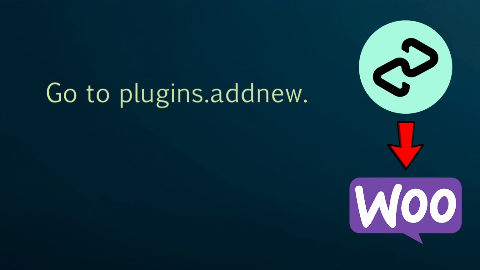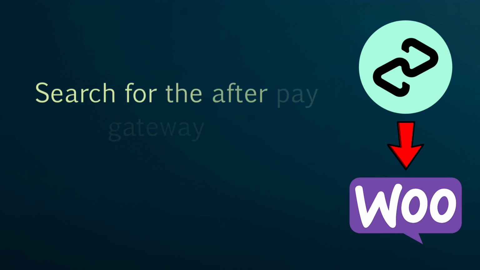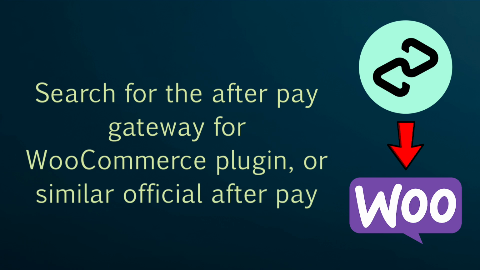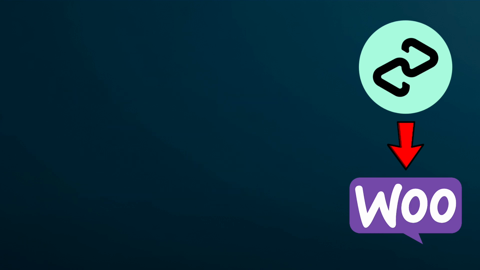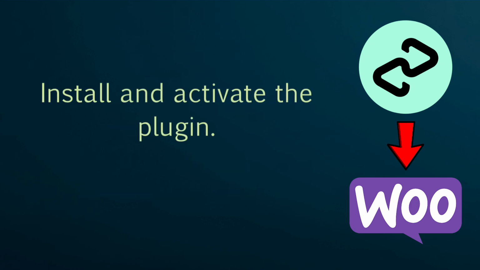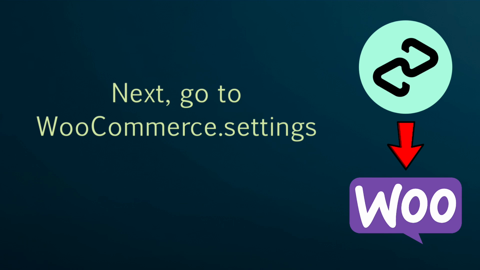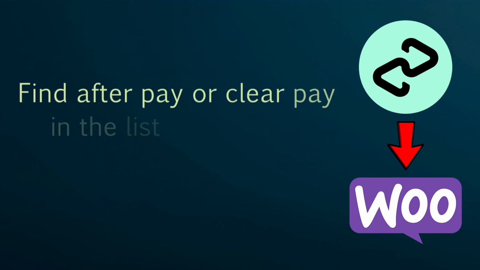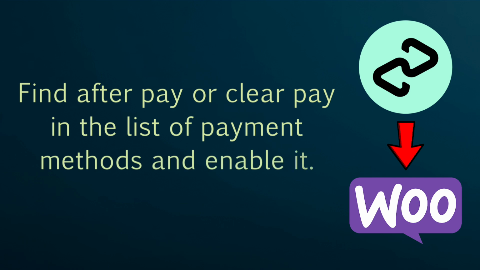Go to Plugins, Add New. Search for the Afterpay Gateway for WooCommerce plugin or similar official Afterpay integration plugins. Install and activate the plugin. Next, go to WooCommerce, Settings, Payments. Find Afterpay or ClearPay in the list of payment methods and enable it.